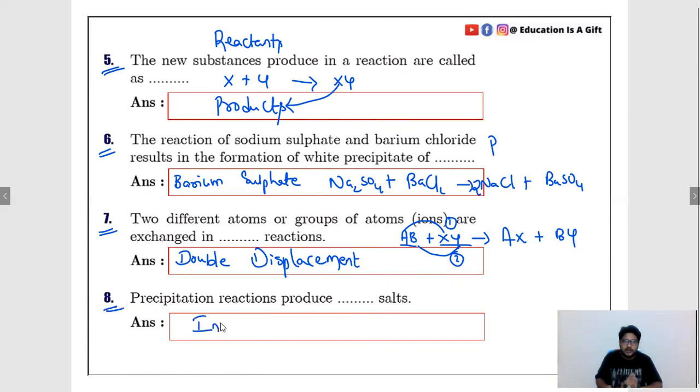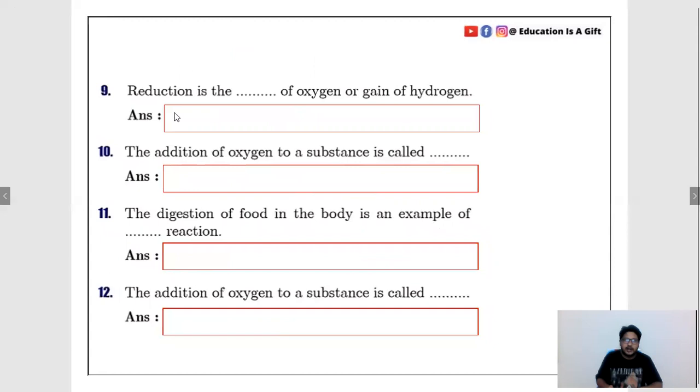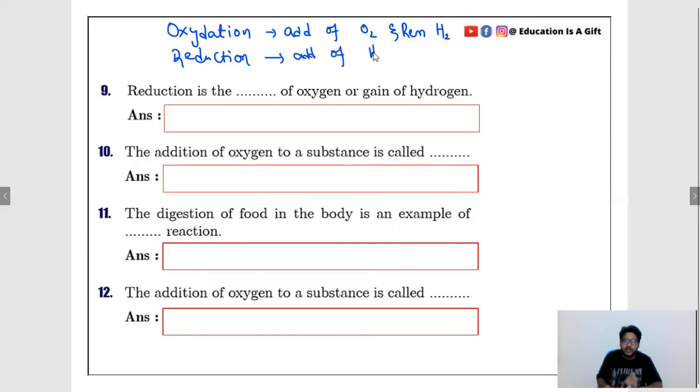Precipitation reaction produces dash salt. We know it is insoluble salt. Then 9. Reduction is the dash of oxygen or gain of hydrogen. So we have two things: oxidation, reduction. What is meant by oxidation? We can say addition of oxygen and removal of hydrogen. While coming to reduction, we can say addition of hydrogen and removal of oxygen.